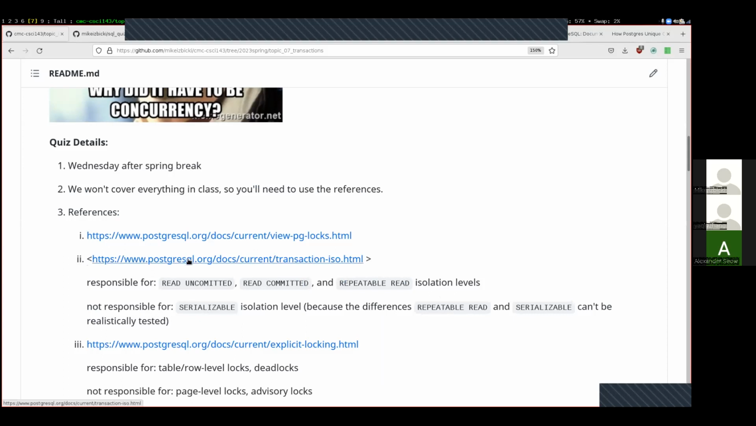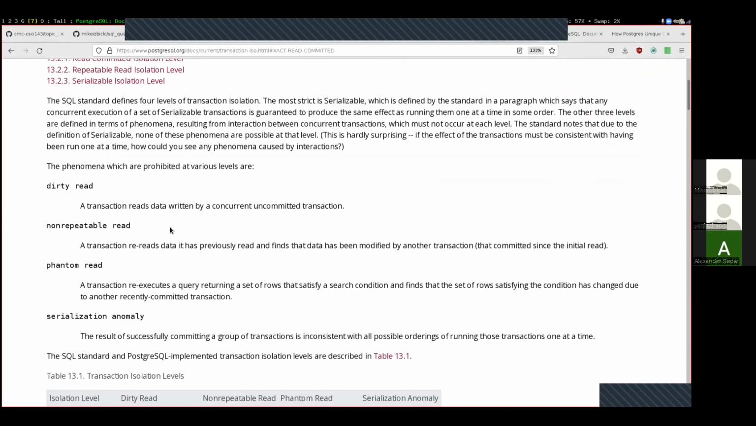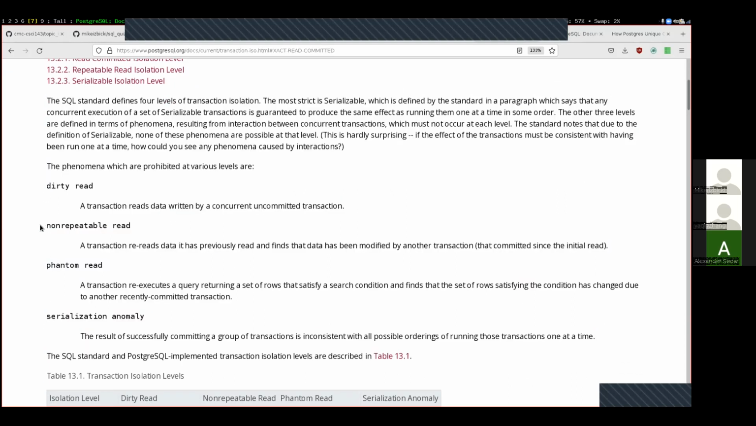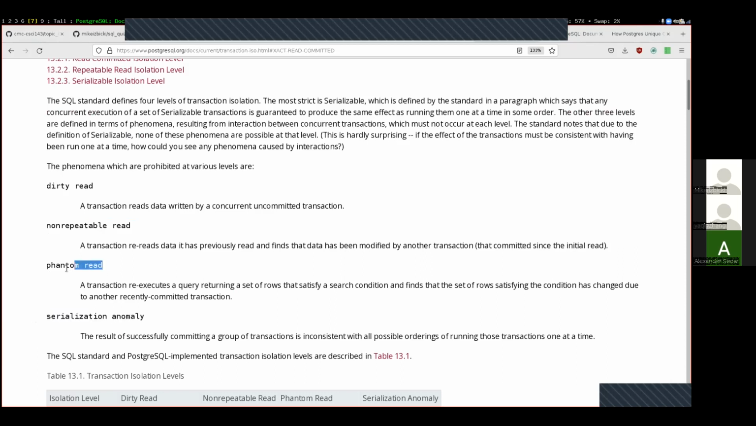The details here, so if you click this link, you'll come up to the Postgres documentation here on the isolation levels. And at the very top of this document, it talks about different types of what are called transaction anomalies here. You're not responsible for understanding the details of any of these transaction anomalies.